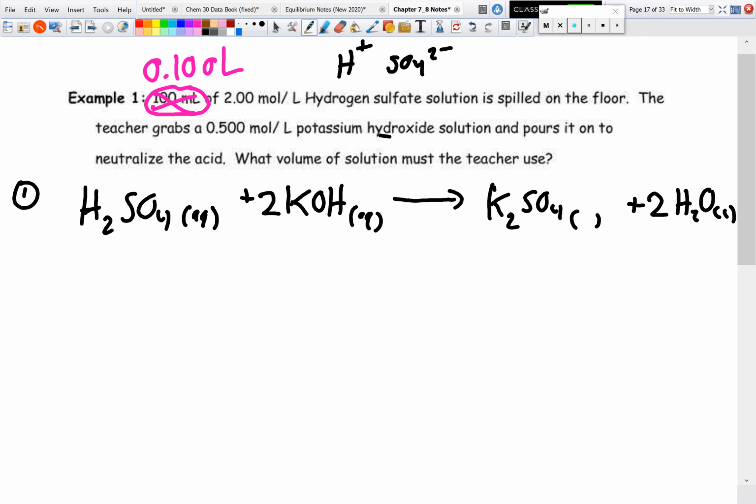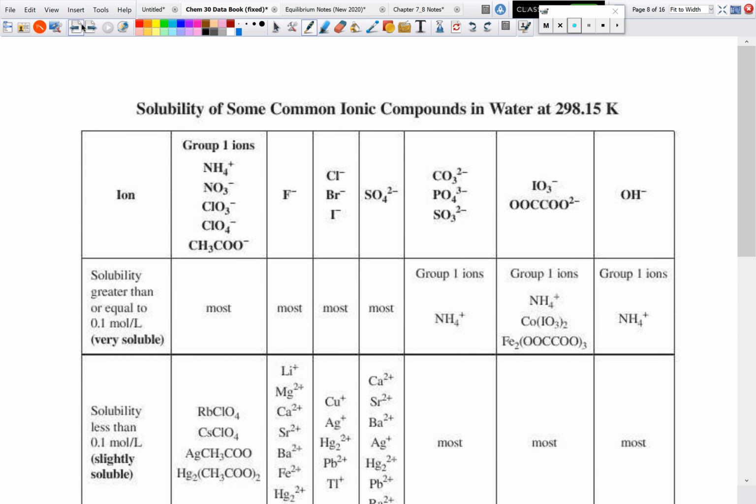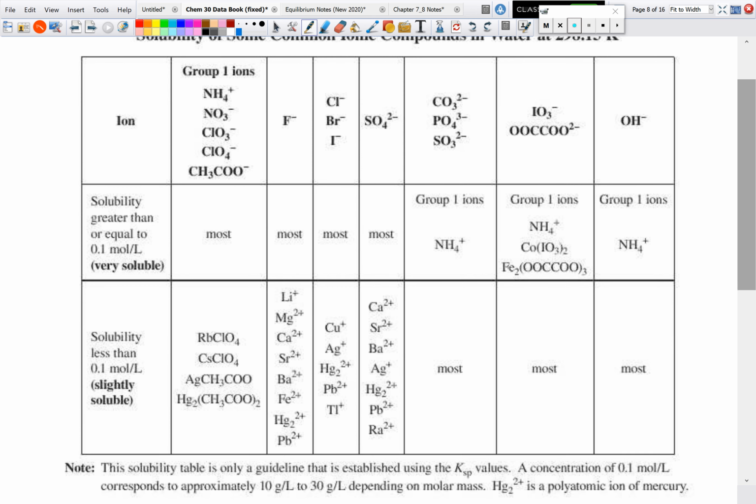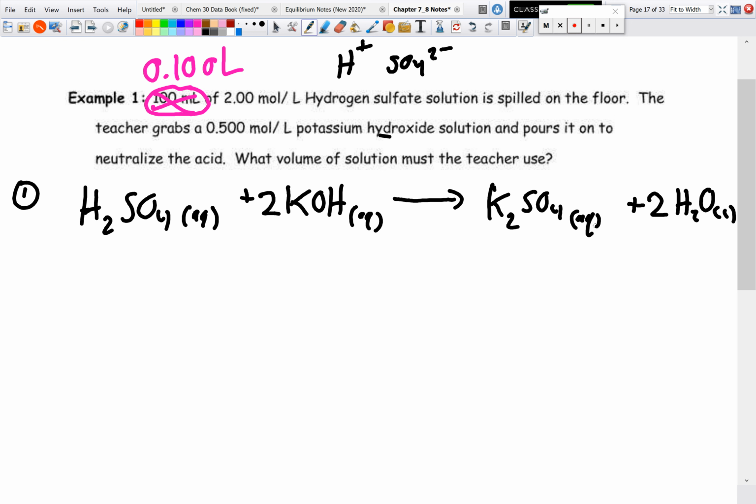Now potassium sulfate, I am going to have to check the solubility of this one, just to make sure. We don't really need to know anything about potassium sulfate, but it is a very good habit to get into, just checking our solubility charts, checking sulfate here, knowing that most things are soluble. The only exceptions are calcium, strontium, barium, silver, mercury, lead, and radium. So that means potassium is right here, which makes it very soluble. So we can write AQ. Just a good habit to get into.